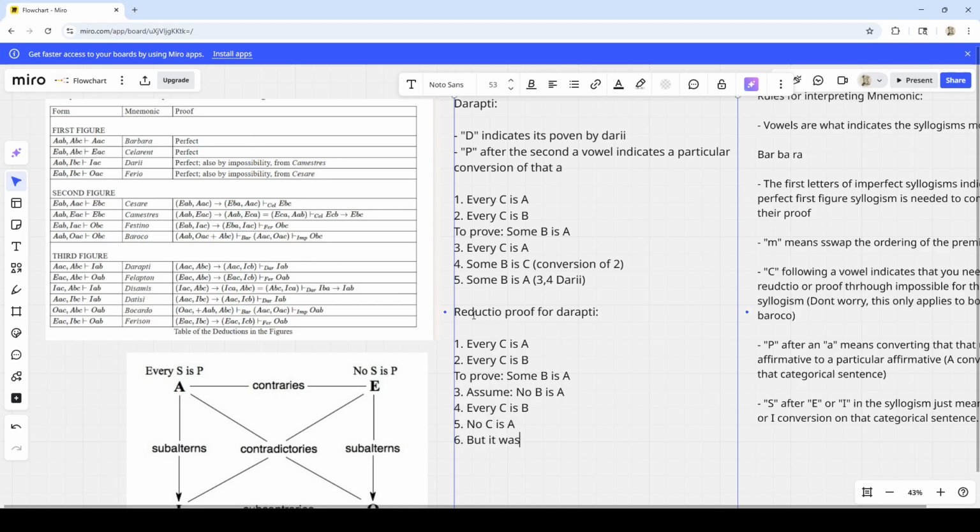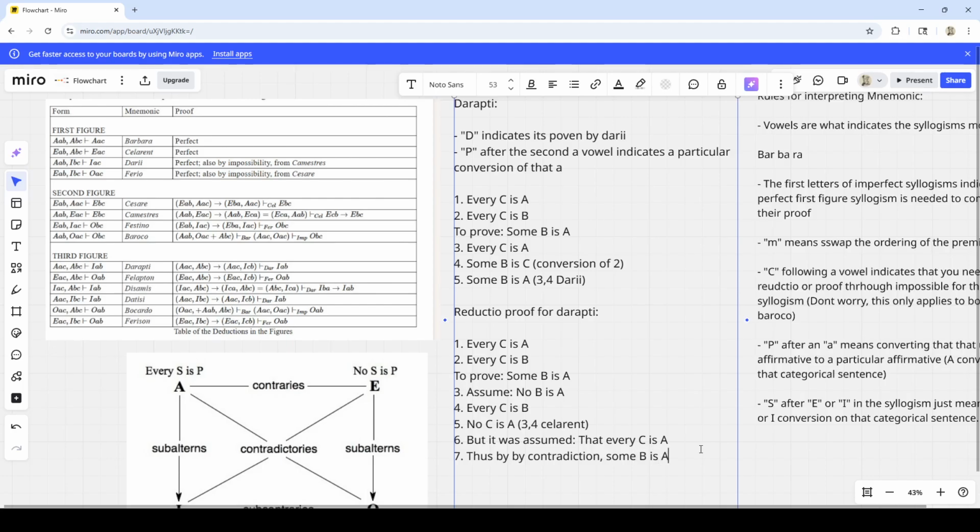But it was assumed that every C is A. So here again from 5 we conclude 3 for Celarent. This is Celarent's conclusion, by the way, that no C is A. So Celarent goes from no B is A, every C is B, and therefore no C is A. But it was assumed that every C is A. Thus, by contradiction, some B is A.